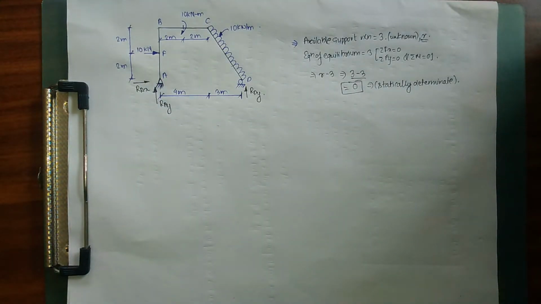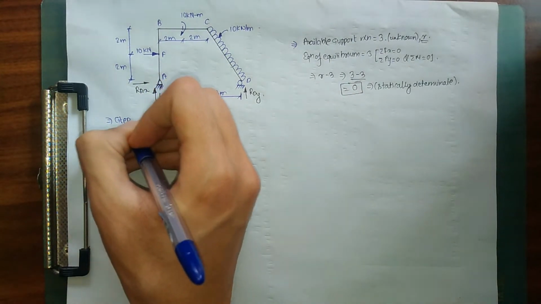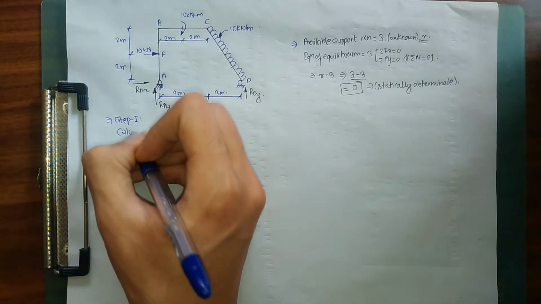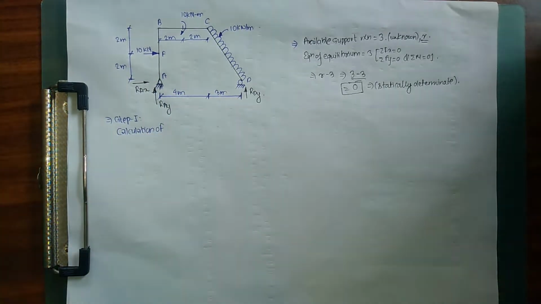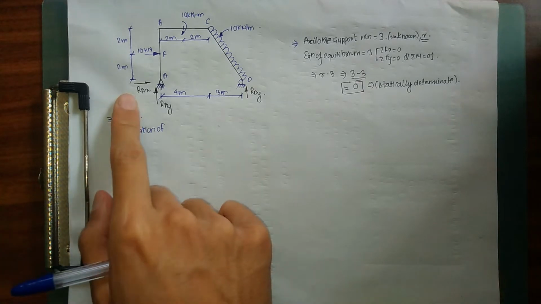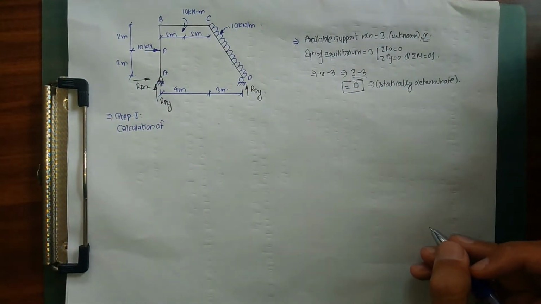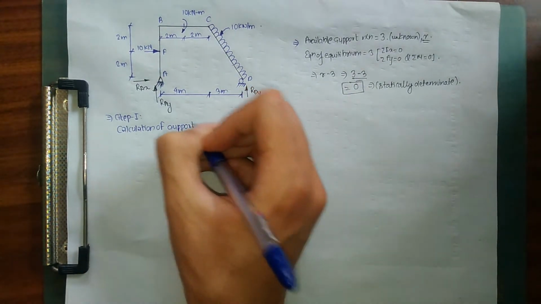So in our next step, now our actual step will begin. So right now we have our step 1. What is going to be our step 1? Our step 1 is going to be our calculation of support reactions. So before finding out our axial forces, shear forces, and bending moment, first and foremost we need to calculate our three support reactions, which are RAX, RAY, and RDY. So step 1 is our calculation of support reactions.